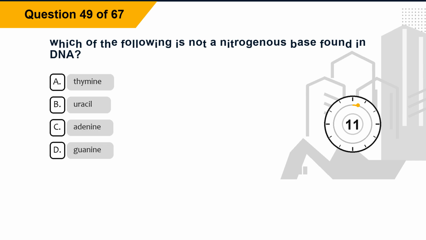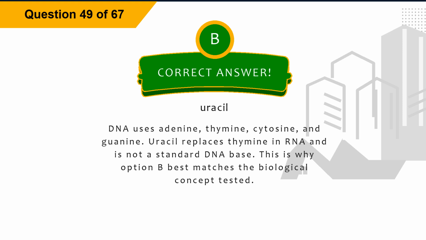Question 49. Which of the following is not a nitrogenous base found in DNA? Option A, thymine. Option B, uracil. Option C, adenine. Option D, guanine. The correct answer is option B, uracil. Explanation. DNA uses adenine, thymine, cytosine, and guanine. Uracil replaces thymine in RNA and is not a standard DNA base. This is why option B best matches the biological concept tested.